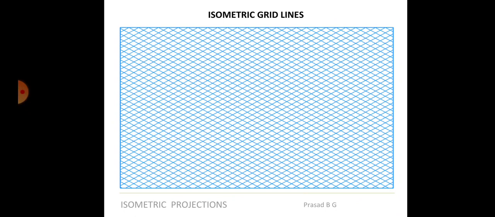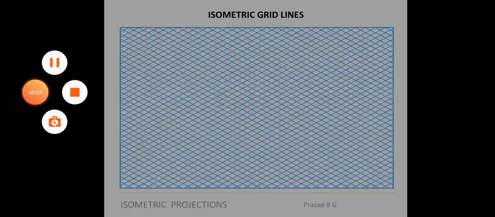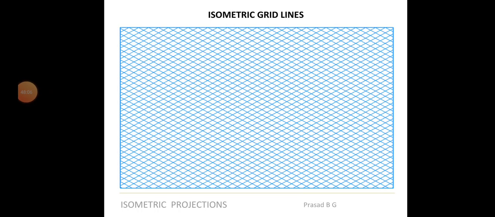Okay, next we have to see about drawing the isometric sketches, which I think we will not start from today. Because if I start explaining that again, it will take a lot of time. So we will start it from the next class.